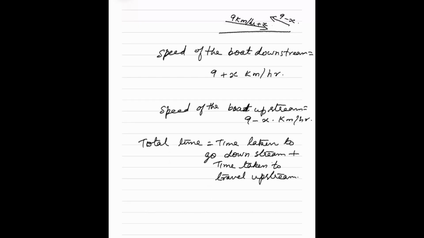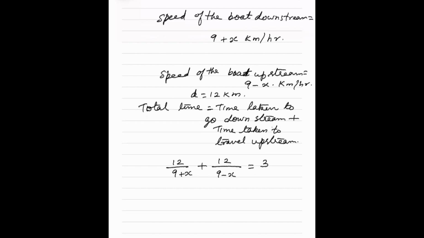So distance is 12 kilometers. What you need to write is distance divided by speed. That will be 12 divided by 9 plus x plus 12 divided by 9 minus x is 3. Got it? Now 3 is common, so divide by 3. You have 4 by 9 plus x plus 4 by 9 minus x equal to 1.